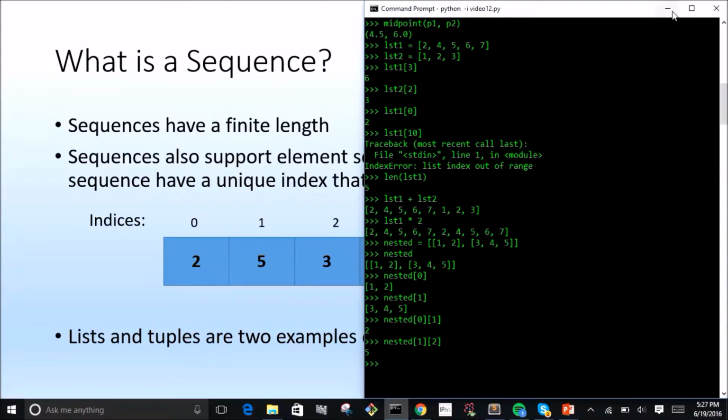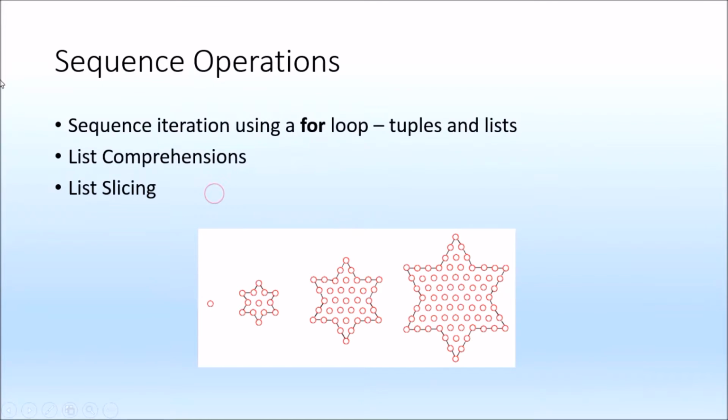So that's how some of the general list processing operations work. Now we're going to talk about more operations, mainly iteration through a sequence with a for loop, list comprehensions, and list slicing. I'll be explaining them as we go.